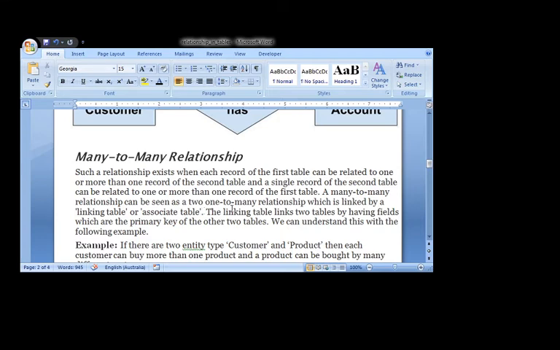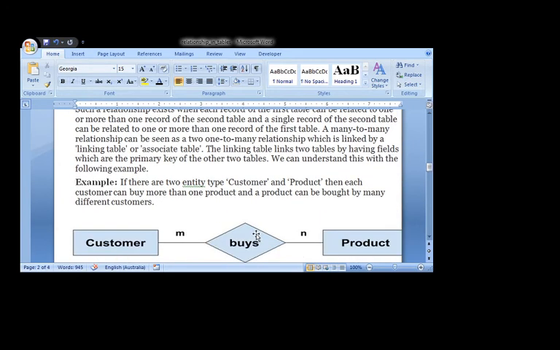A many to many relationship can be seen as two one to many relationships which are linked by a linking table. The linking table links two tables by having fields which are primary keys of the other two tables. One can understand this with the following example.